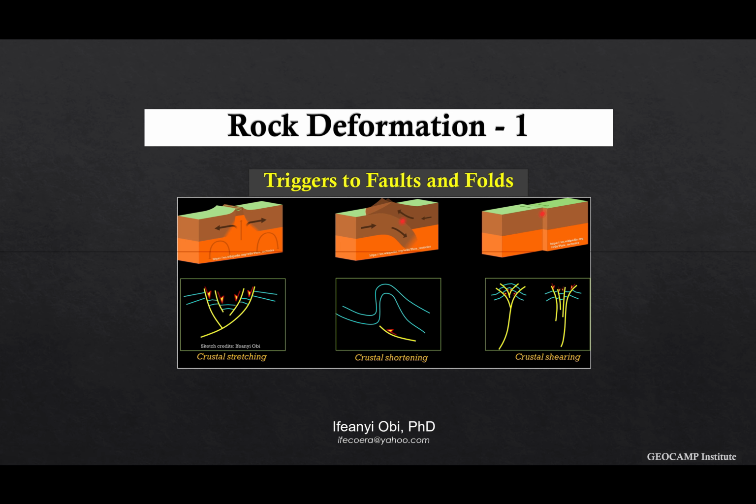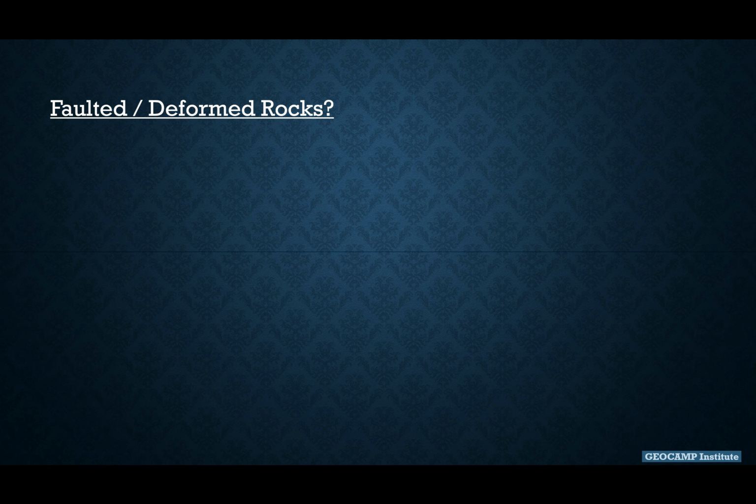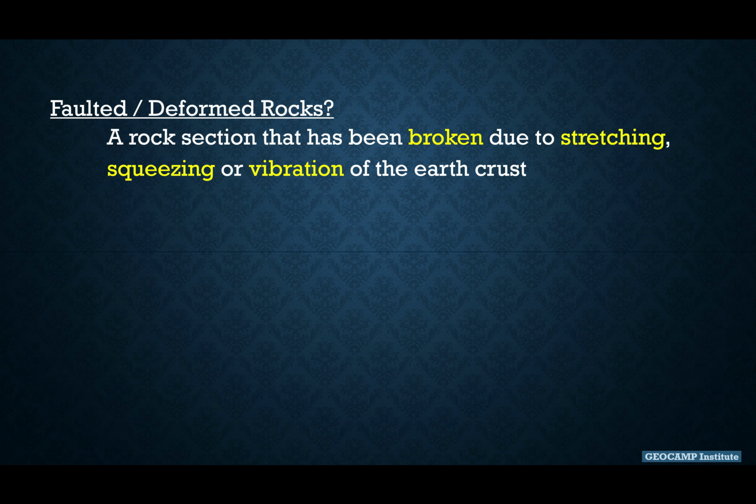Okay, let's talk about the deformation of rocks. We will look at a few triggers to the creation of faults and folds. First of all, a rock is said to be deformed if it's been either broken or bent due to the stretching or squeezing or the vibration or the shaking of the earth crust in that area.